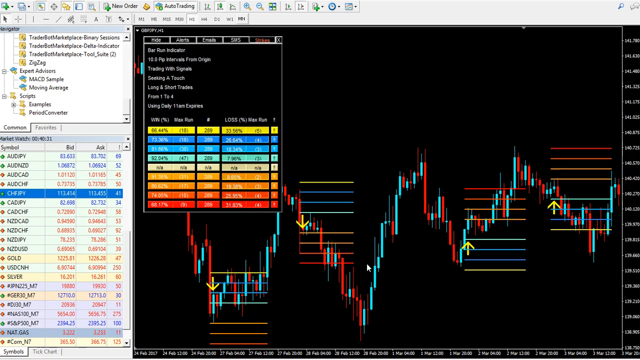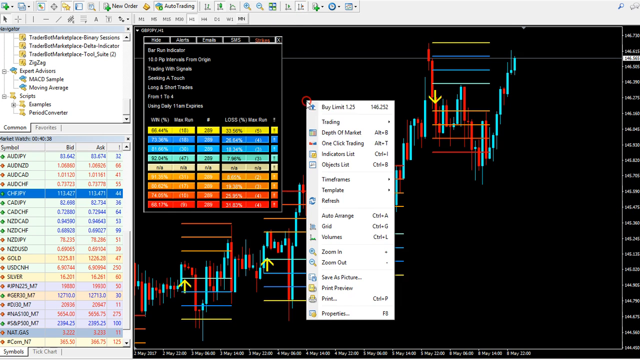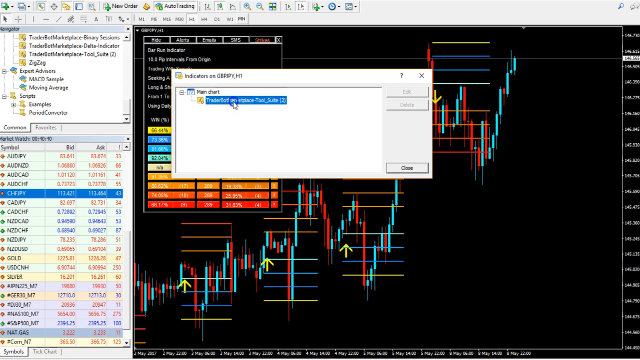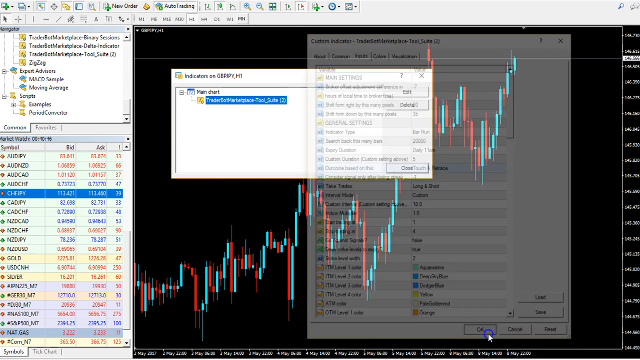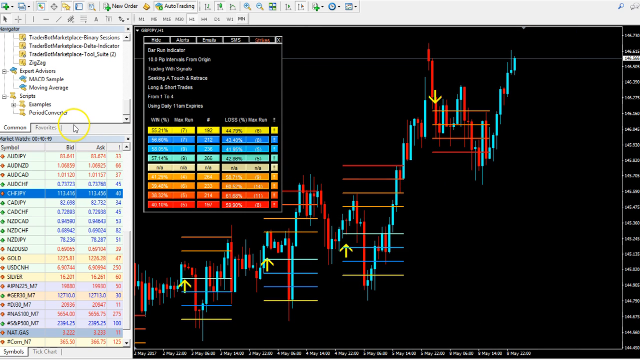Now you know about expiries, you know about touches. Let's get into touch and reverse, or touch and retrace. Okay, now on your touch and retrace, here's what we're looking for.